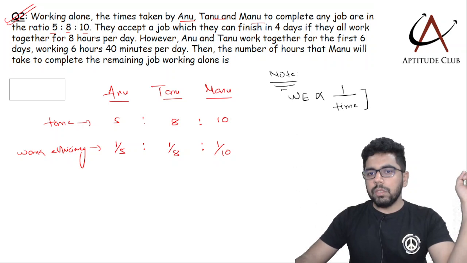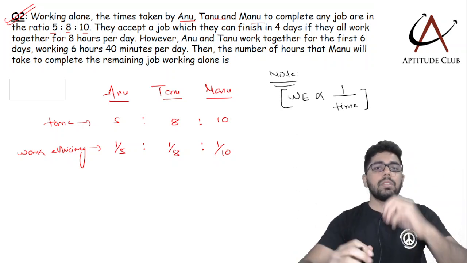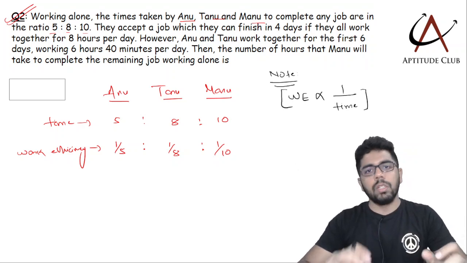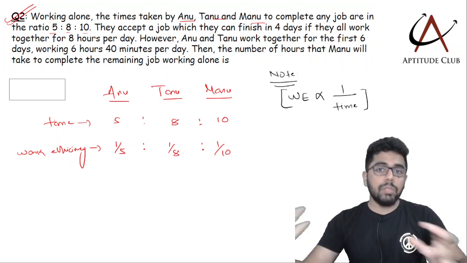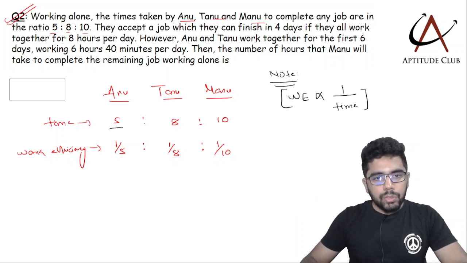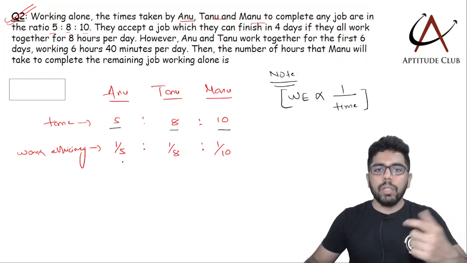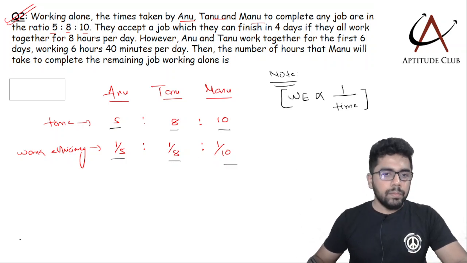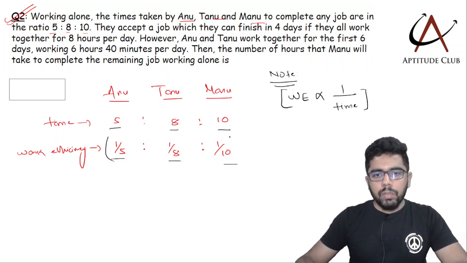Work efficiency is inversely proportional to time. That means someone who is more efficient will take less time to do a work, and someone who is less efficient will take more time. So inversely proportional. If the time ratio is 5 is to 8 is to 10, the work efficiency ratio will be 1 by 5 is to 1 by 8 is to 1 by 10. Now this is not a conventional way to write a ratio.